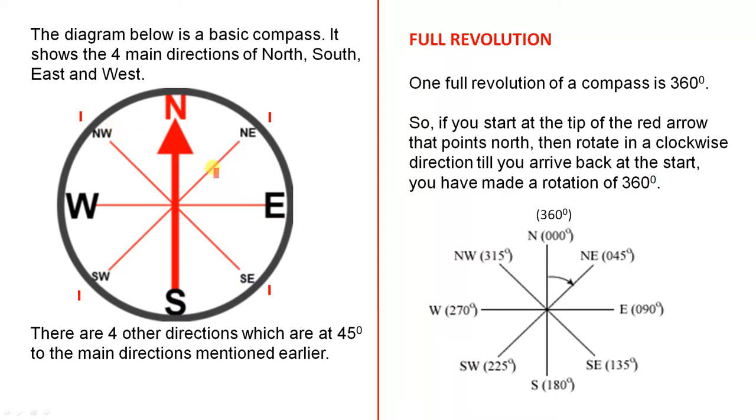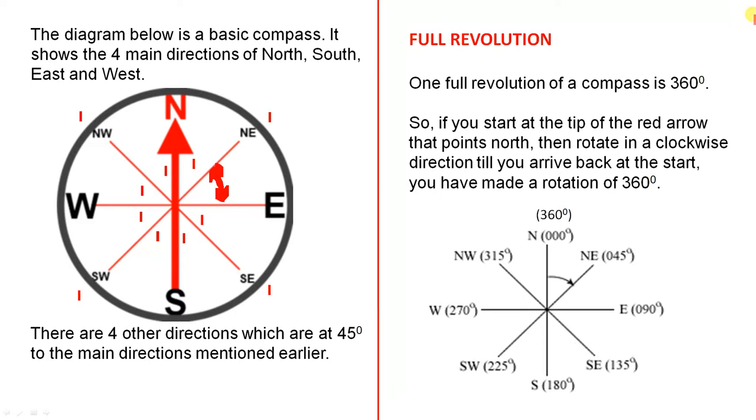Now it's very important to know that, for example, that angle there, see that one there? That's 45 degrees, and it's the same for every other angle in there. Each of those is 45 degrees. A full revolution, one full revolution of a compass, is 360 degrees.